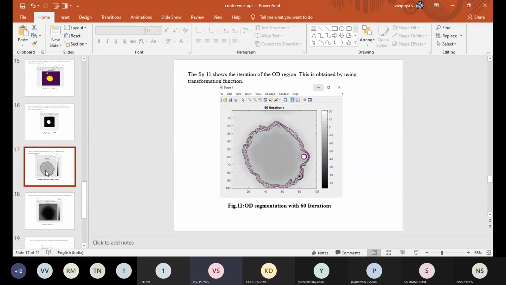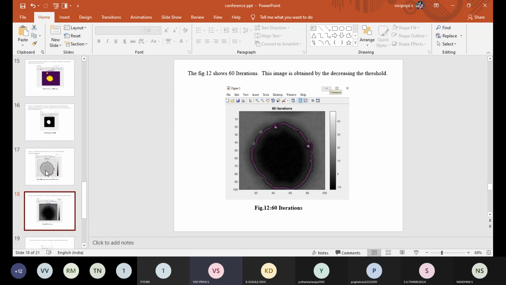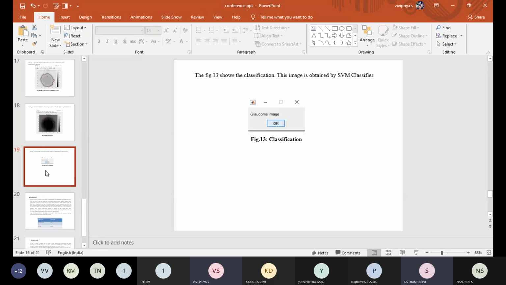This image was after 60 iterations. It is obtained by a transformation function. This was obtained by decreasing the threshold value, and this is the classified image, showing whether this image is a glaucoma image or not.